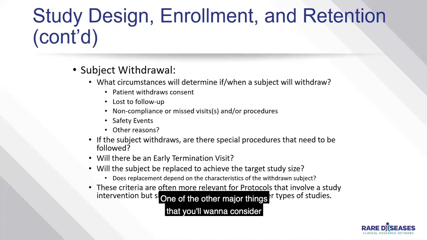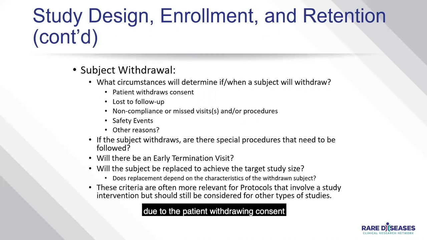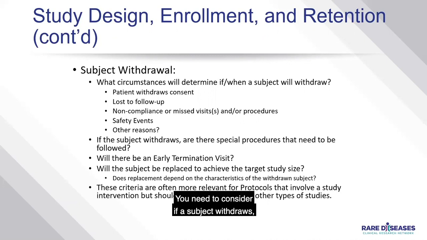One of the other major things that you'll want to consider in the study design section is the subject withdrawal. This can be subject withdrawal due to the patient withdrawing consent or being removed by the PI of the study. So you want to determine the circumstances that will lead to this. That would include withdrawal criteria and just the general patient withdrawing consent. You need to consider if a subject withdraws, are there special procedures that need to be followed?